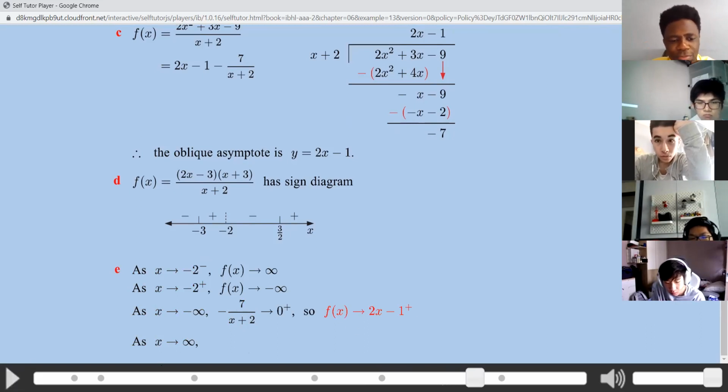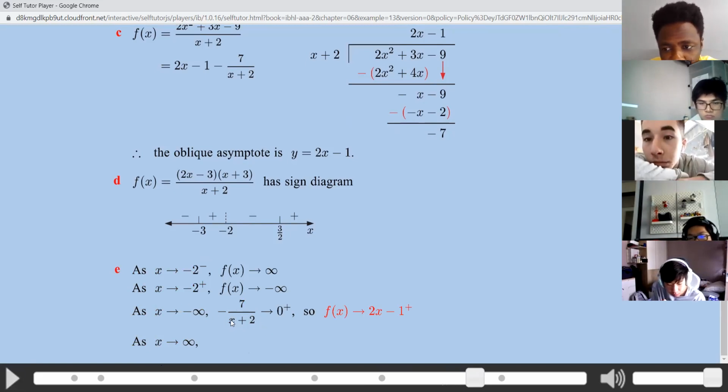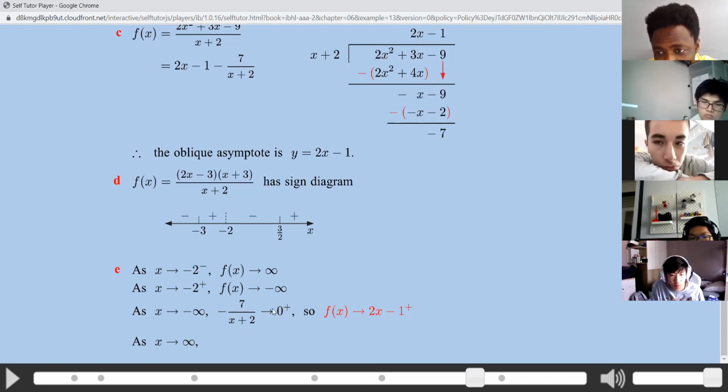Let's look at that again. When x tends to negative infinity, just pretend you substitute negative infinity here. Negative infinity plus 2 is still negative infinity. And there's a negative here. So that means it approaches 0 from above, because minus and minus gives you plus.